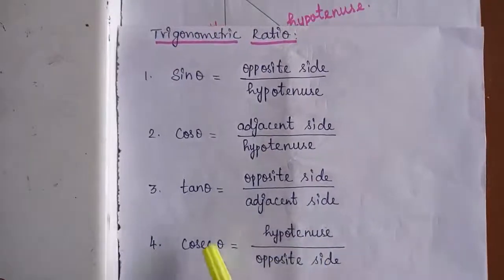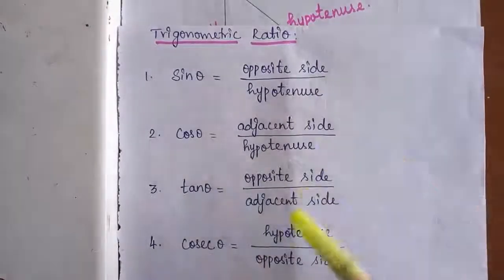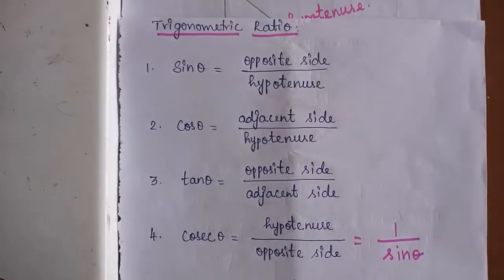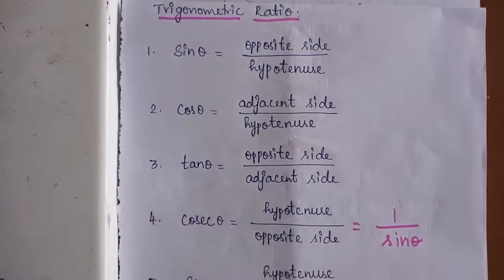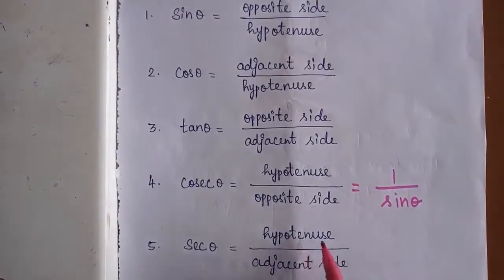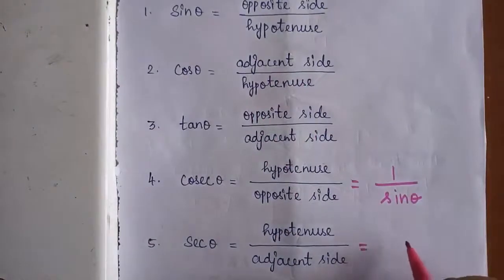The next one is cosecant theta. Cosecant is the reciprocal of sin theta. So cosecant theta is equal to hypotenuse by opposite side, which is 1 by sin theta. Then secant theta. Secant theta is equal to hypotenuse by adjacent side. It is the reciprocal of cos theta, which is equal to 1 by cos theta.